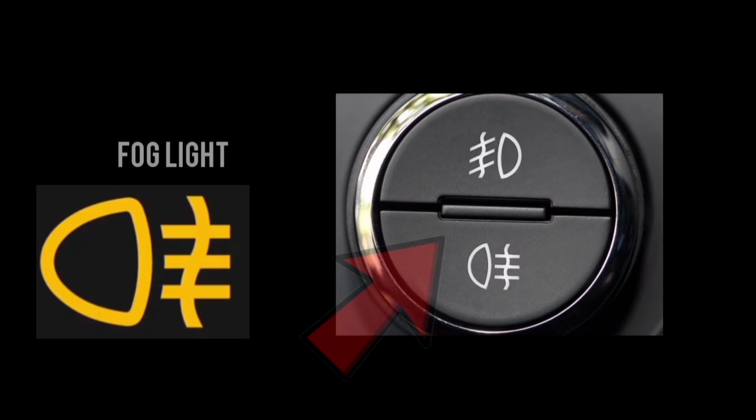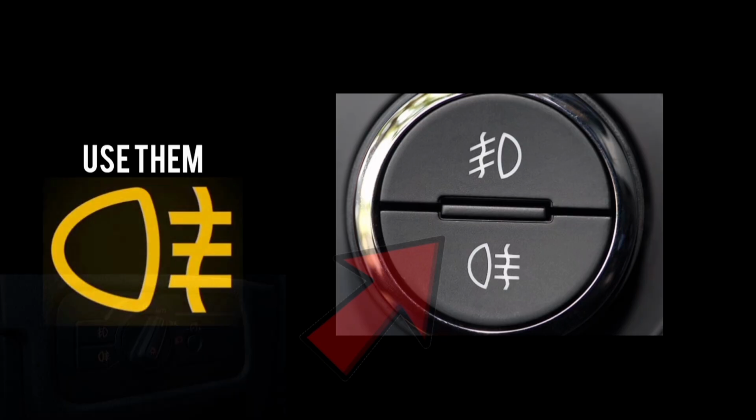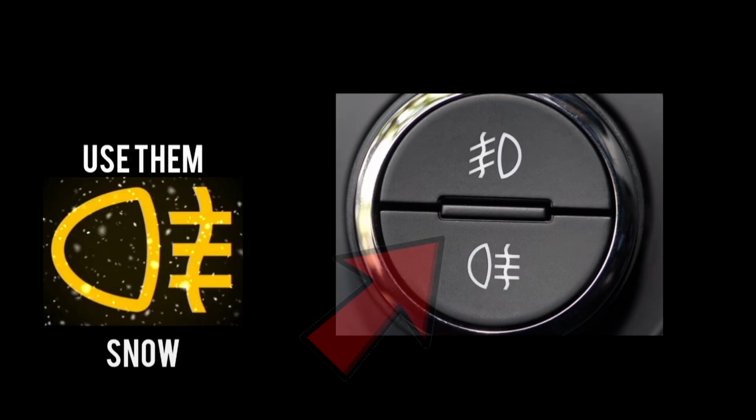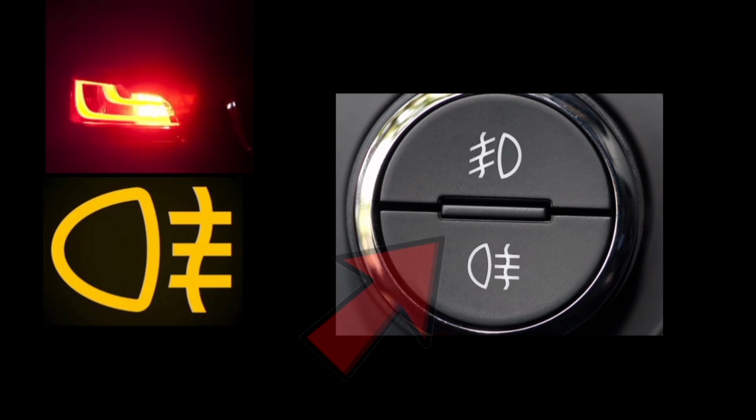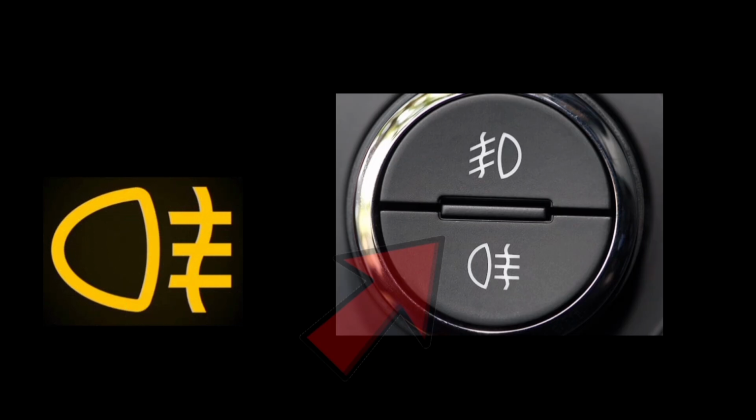This yellow symbol means your rear fog lights are on. Use them only in fog, heavy rain or snow. Otherwise, they can blind drivers behind you. Simple but important for safe driving.